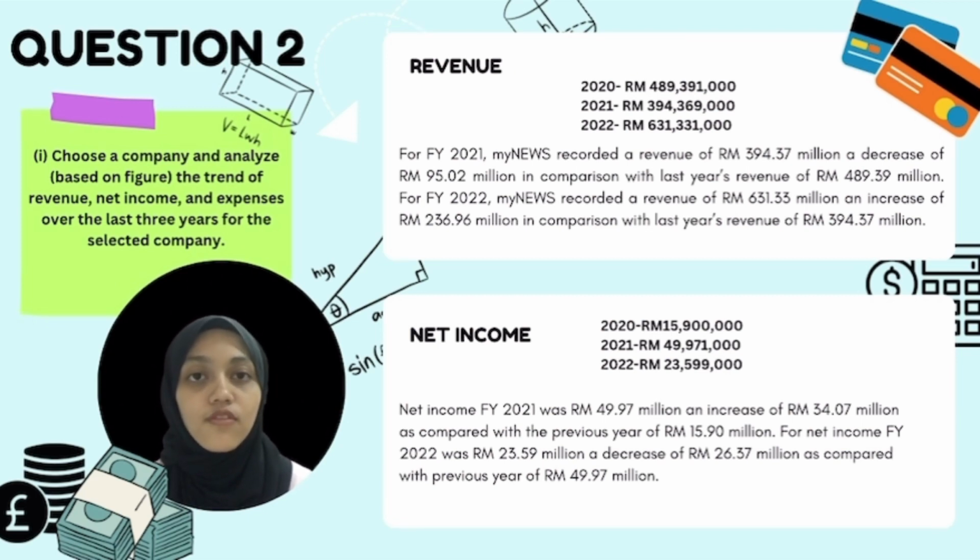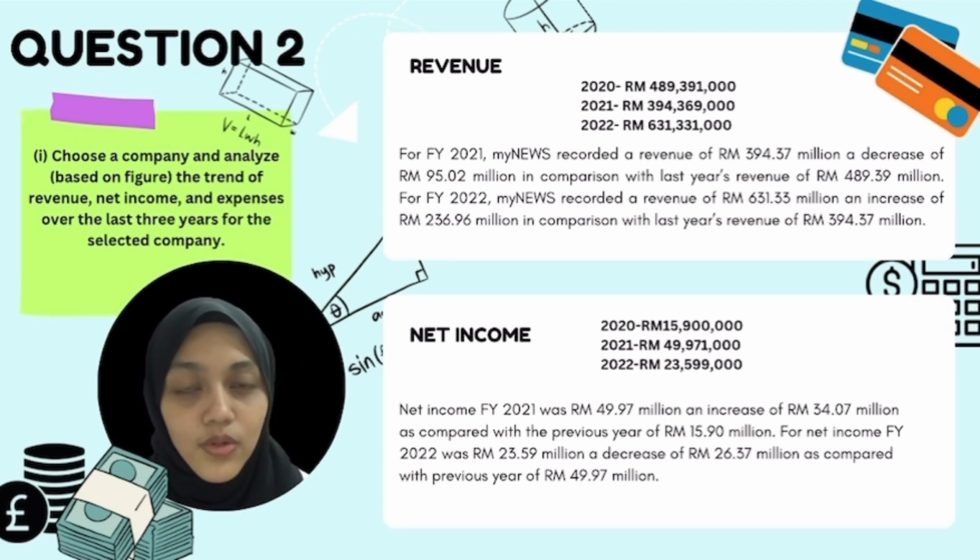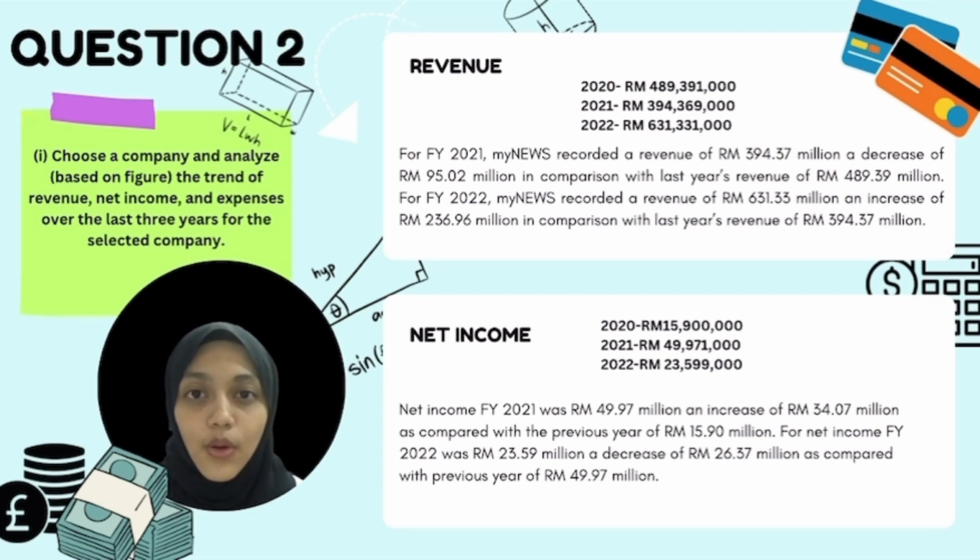MyNews is a chain of convenience store in Malaysia that primarily sell newspaper, magazines, snack and other convenience items. Based on our analysis on MyNews financial statement for year 2020, 2021 and 2022, for revenue 2021, MyNews recorded a revenue of RM394.37 million, a decrease of RM95.02 million in comparison with last year revenue of RM489.39 million.